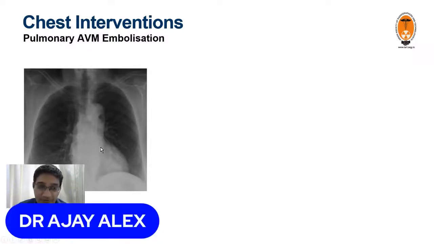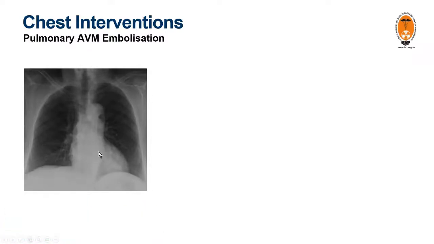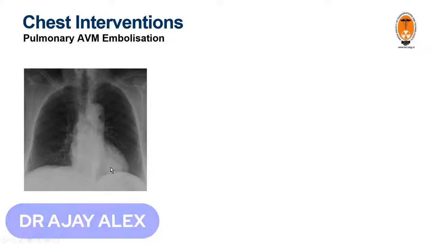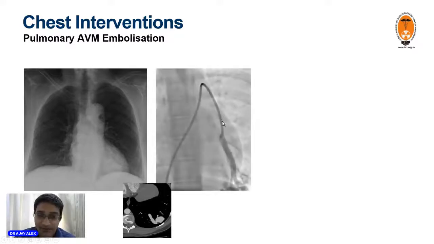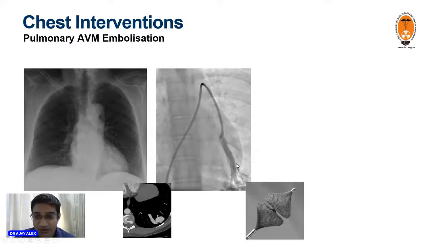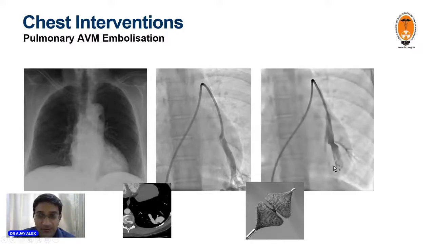This was a case of Osler-Weber-Rendu syndrome, wherein there was tortuous vasculature that was seen in the left lower zone. CT confirmed it to be a pulmonary AVM. Angiogram was done with cannulation of the segmental artery, with occlusion of the segmental artery using a device that is called a vascular plug, thereby excluding the shunting of blood from the arterial to the venous side.